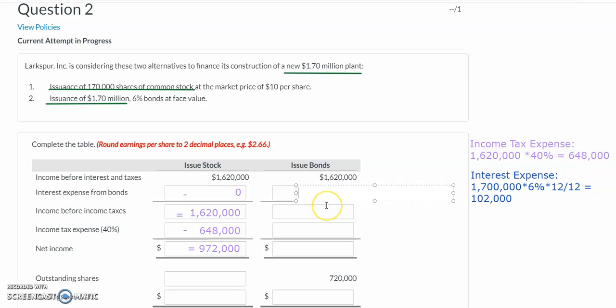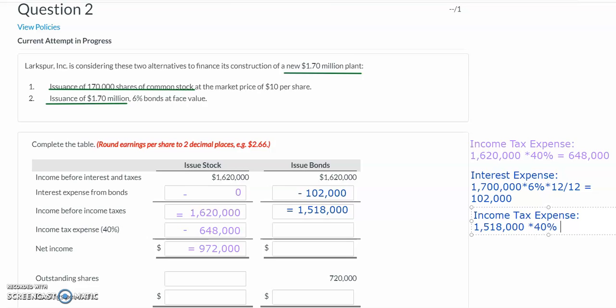So now we're going to take our income before interest and taxes. We're going to subtract out $102,000, and this will equal our income before taxes, and this will be 1,518,000. And now we need to compute our income tax expense using the income before income taxes. So our income tax expense will equal our income before taxes, 1,518,000, times our tax rate of 40% that is provided in this problem. And when you put this into your calculator, you'll end up with 607,200.